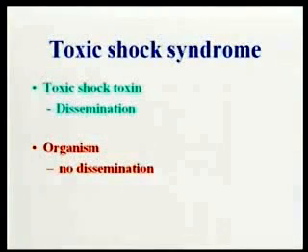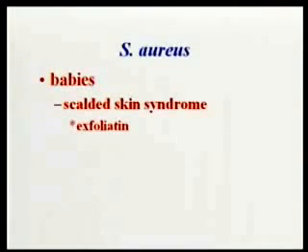Toxic shock syndrome. The toxin, I said, disseminates. The organism does not. This is not invasive. Another distinct disease caused by the Staphylococcus, as opposed to the opportunistic infections we talked about initially. The toxic shock is not really an opportunistic disease. It's a distinct entity in its own right. Scalded skin syndrome is another one.